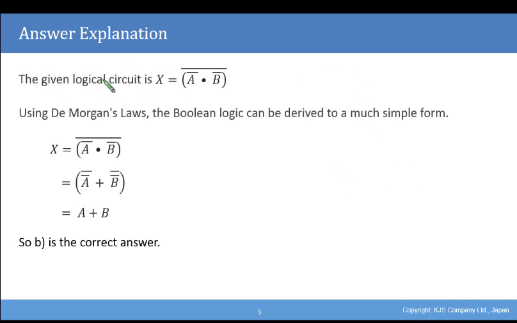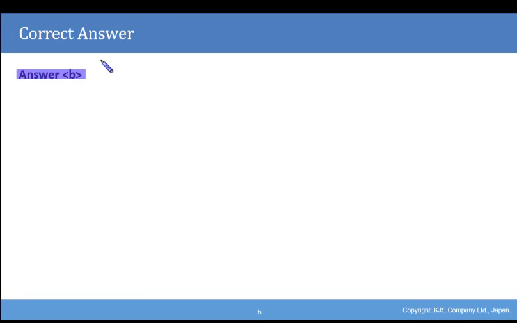Here we have the logical circuit that gave us our output of X is equal to not A and not B, all inverted. We used De Morgan's theorem on the previous slide and derived the outcome to be X is equal to A or B. So B is our correct answer by comparing this to the original question slide. So here we can see our answer is B.